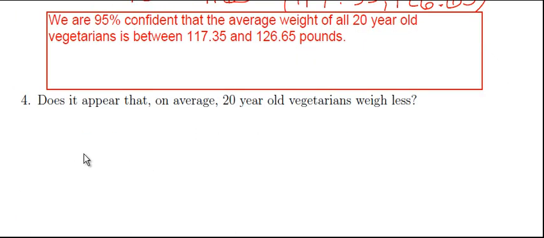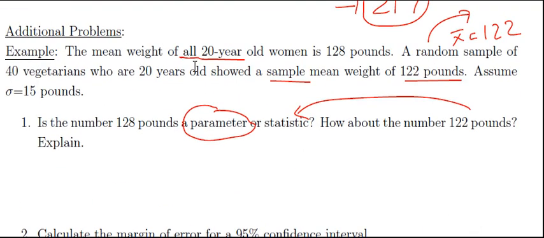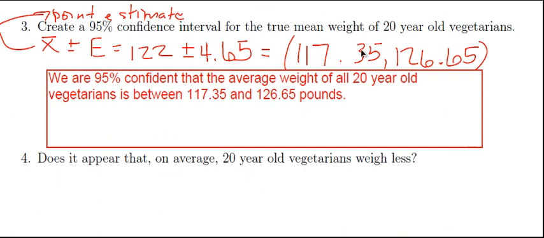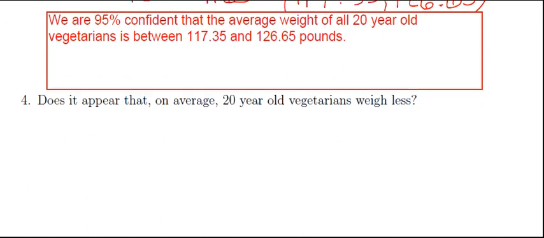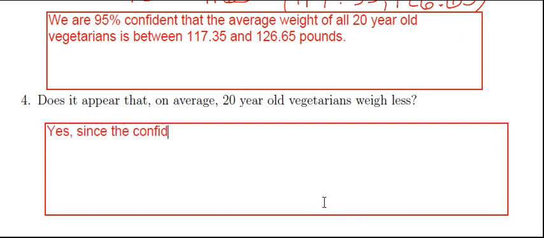And then the last question: does it appear that on average 20-year-old vegetarians weigh less than the general population for that age? We're given up here that the mean weight of all 20-year-old women is 128, but we're pretty sure that vegetarians on average weigh between 117 and 126. And so it does appear that they weigh less. The answer would be yes, since the confidence interval is below 128 pounds.